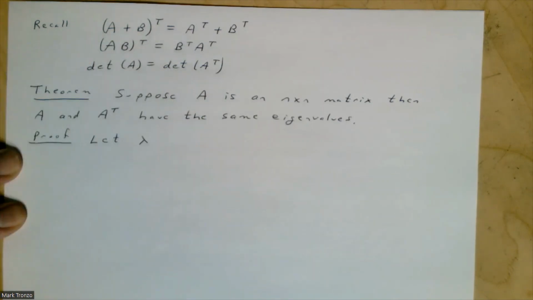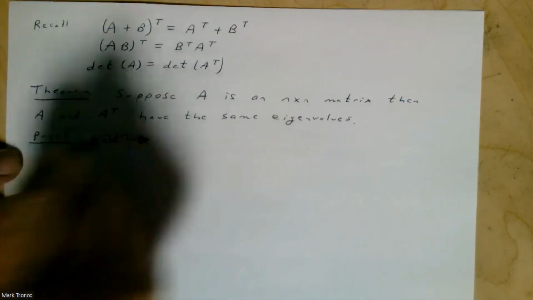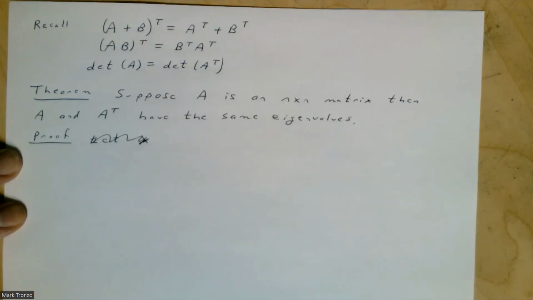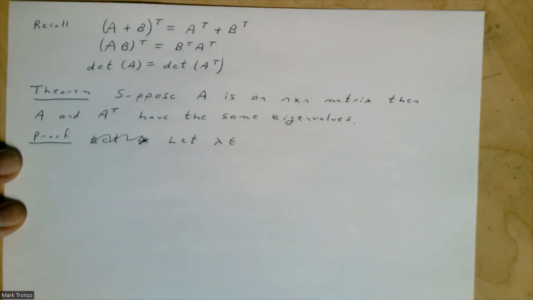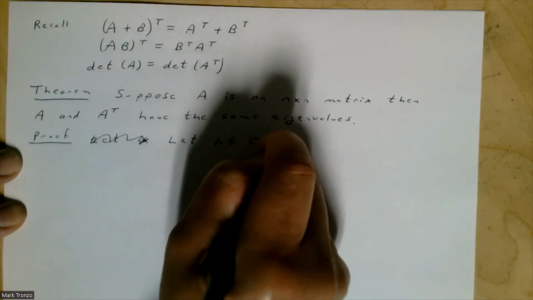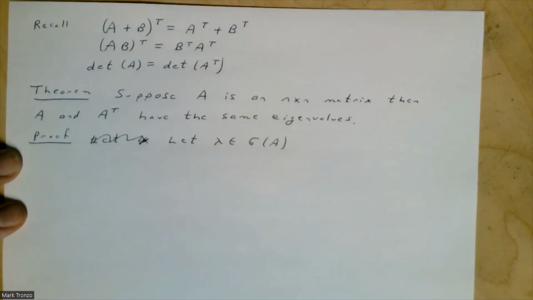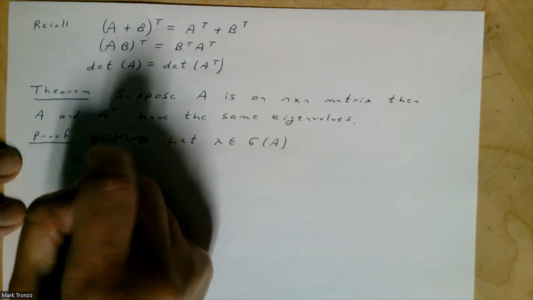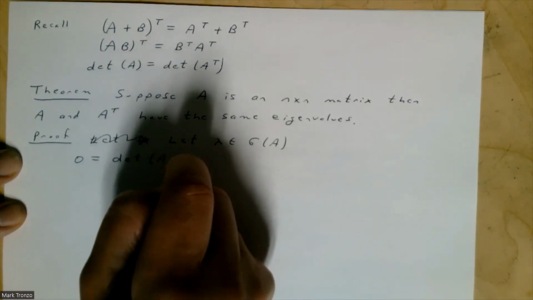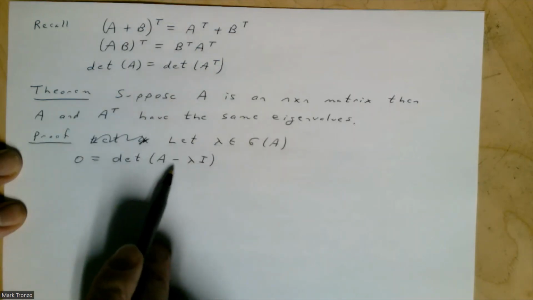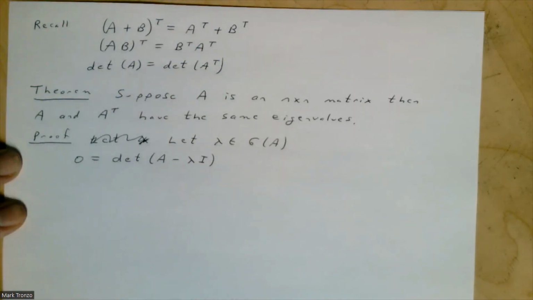Let lambda, or let me, this time I think I'm going to go ahead and go with this. Let lambda be an eigenvalue of A. And of course, what does that mean? That means if you put the eigenvalue into the characteristic polynomial, you'll get 0. More or less, when we work on the characteristic polynomial.